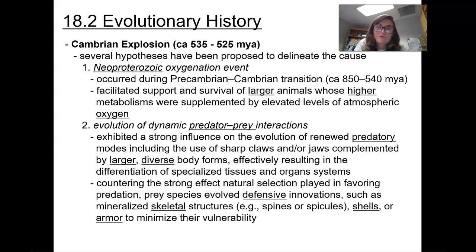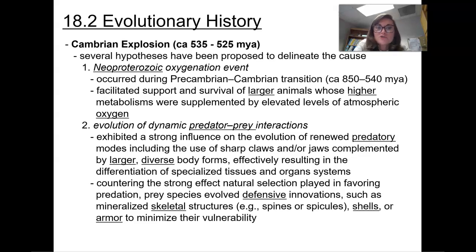Now with this Cambrian explosion, there are several different hypotheses. First, we have the Neoproterozoic oxygenation event that occurs during the Precambrian-Cambrian transition, about 850 to 450 million years ago. It facilitated the support and survival of large animals whose higher metabolisms are supplemented by elevated levels of atmospheric oxygen. Remember that oxygen is needed for cellular respiration, in order to get energy.